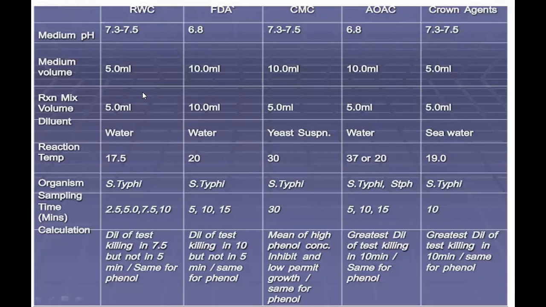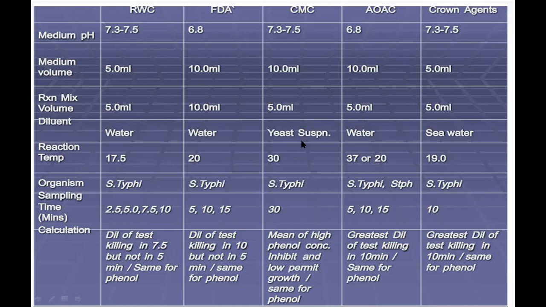So the first one was the Rideal-Walker test, RW test. In this, the medium pH is between 7.3 to 7.5. FDA test, slightly acidic, 6.8. In the Chick-Martin test, the pH is 7.3 to 7.5, and in AOAC it is again 6.8. You can ignore this Crown Agents last column. We are not considering this. So medium volume is also variable. In Rideal-Walker, it is 5 ml. In other tests, it is 10 ml. So reaction mixture volume is again different.